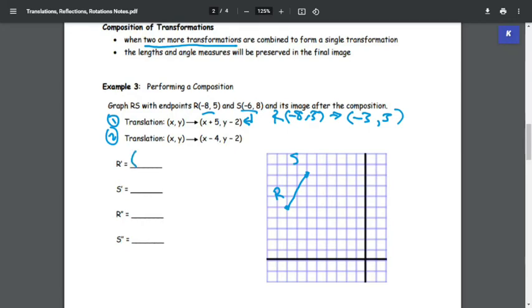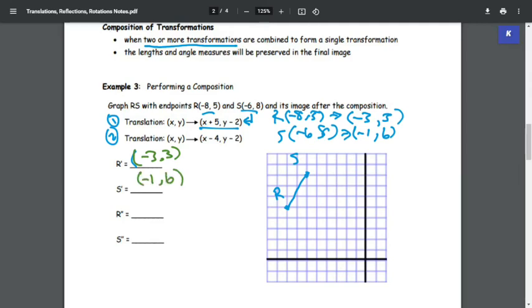So my R prime is going to be, let me do this in a different color, our coordinate right here, -3, 3. And I'm going to do a similar thing with S. I'm going to take my S coordinate here at -6, 8, run it through. So -6 with our +5, that is going to give me a -1. And then do the same thing with 8 and get 6. That's going to be my S prime right there.